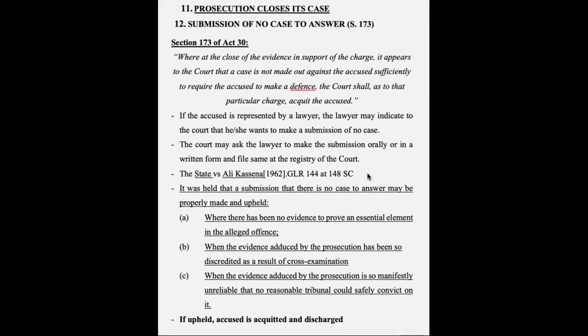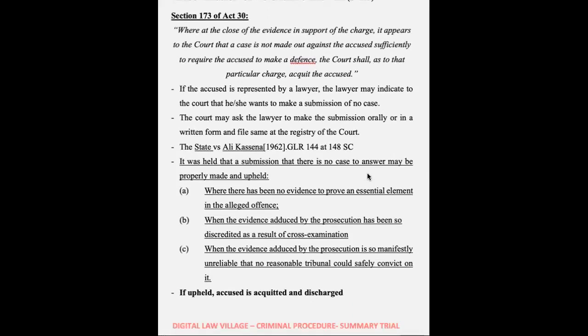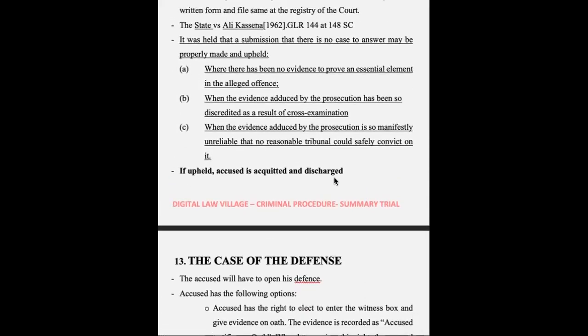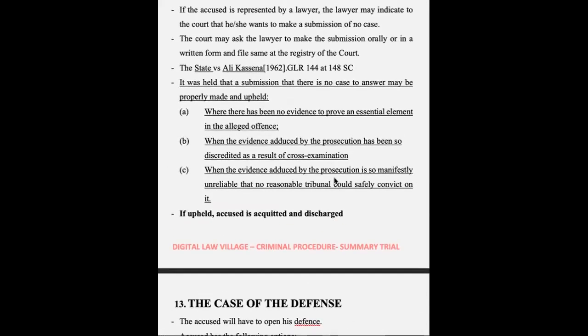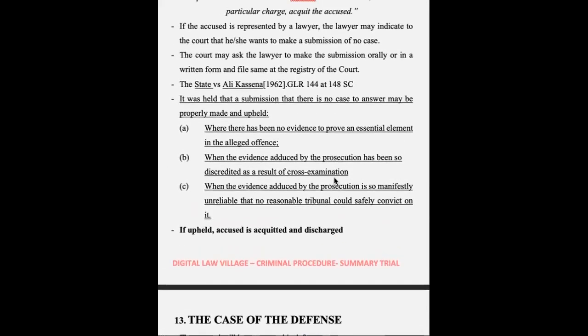So in actual fact, when the prosecution closes their case and you make a submission of no case to answer and it's upheld, then the case will end there. If it is upheld, then the accused will be acquitted and discharged. And this is what we call the second mode of ending the trial.